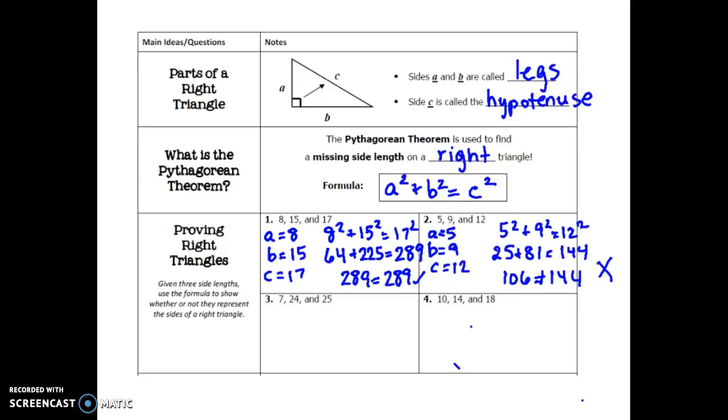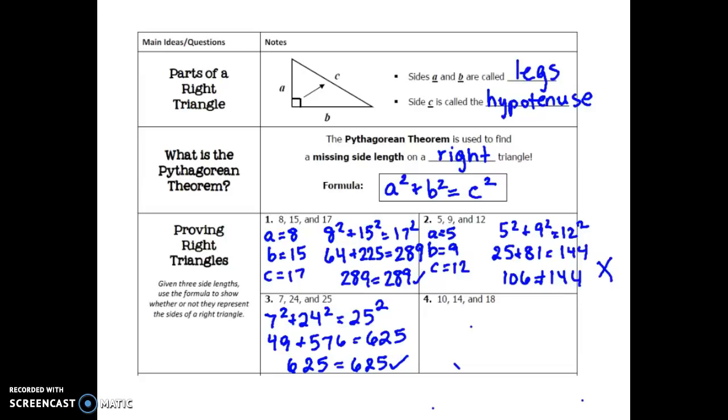Okay, so why don't you pause the video here and try number 3 and 4. Okay, so coming back, we would have 7 squared plus 24 squared. Does that equal 25 squared? That would be 49 plus 576. When we add them together, we get 625, and that does indeed equal 625, so we know that it's a right triangle.